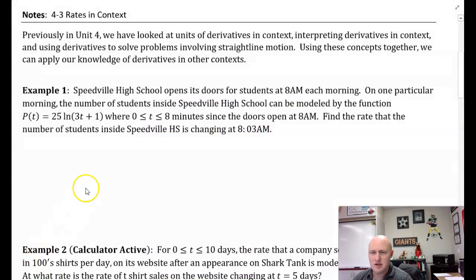This is 4-3 and today we are going to look at contextual problems involving rates and answer questions about said rates. Alright, so go ahead and looking at the notes. Previously looking at Unit 4, we have looked at units in context and we've interpreted those derivatives in context, as well as use derivatives involving straight line motion to answer questions. Now what we're going to do is, using those concepts together, answer questions about other derivatives in other contexts.